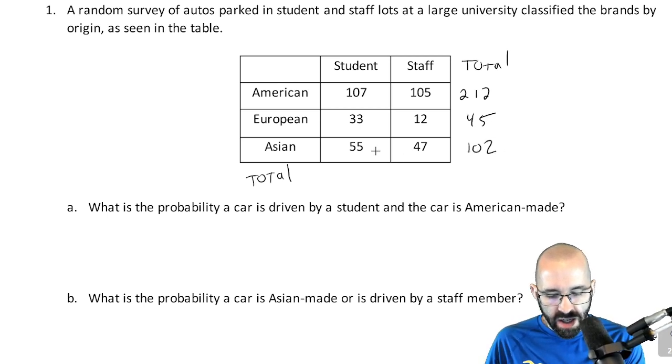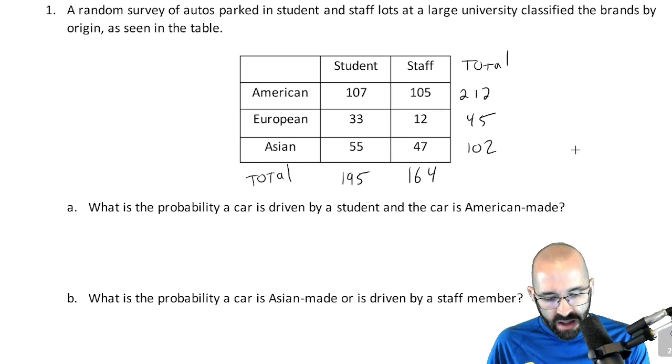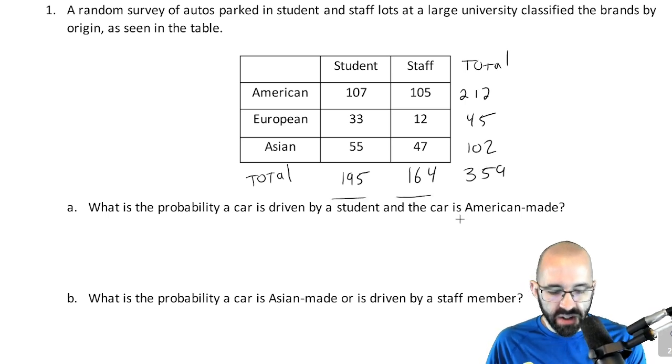We add all of these up, 88, 195, 117, 164. Now let's make sure these two totals add up to the same thing. 257, 359, and then adding these is 359 as well.